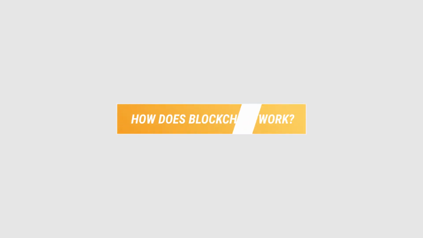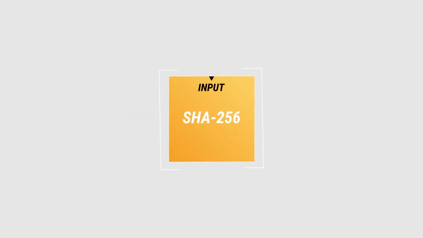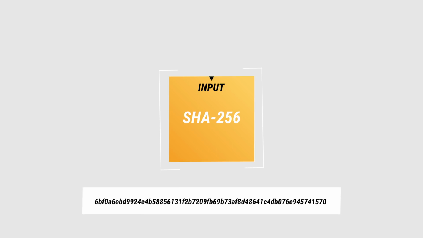How does blockchain work? A central part in every blockchain is the mining algorithm. Let's take Bitcoin's algorithm as an example. It's called SHA-256, short for Secure Hash Algorithm, 256 bits. It takes an input, which can be anything, text, numbers, or even a computer file of any length. The output produced is called a hash and will be the same length every time, 256 bits in machine code.